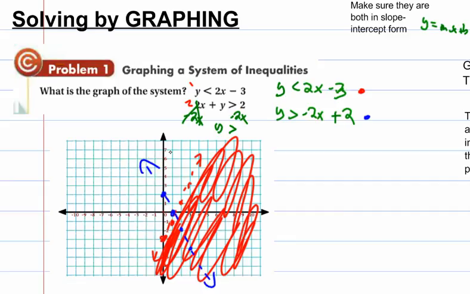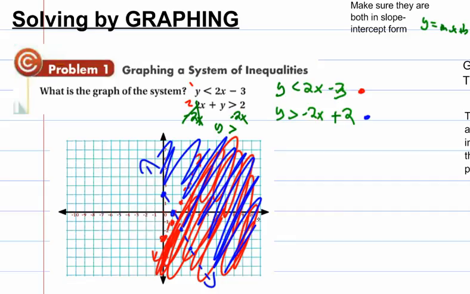So there's our line. And it says it's greater than symbol, so it's everything above it. Now, the area that would have all the solutions to the system is the area where they're both shaded. So I have these two things here.